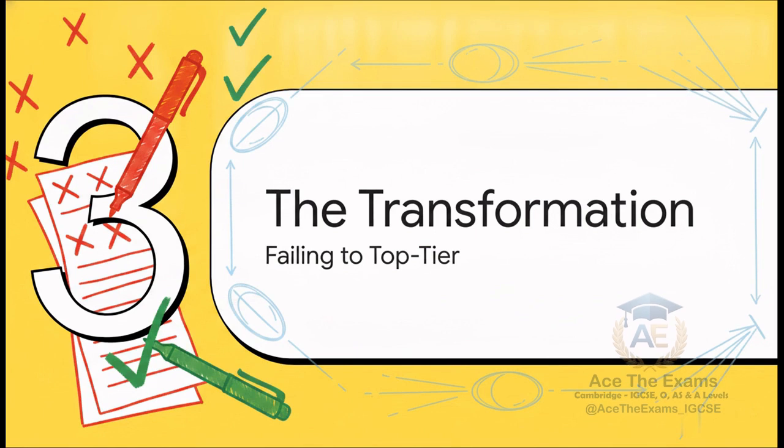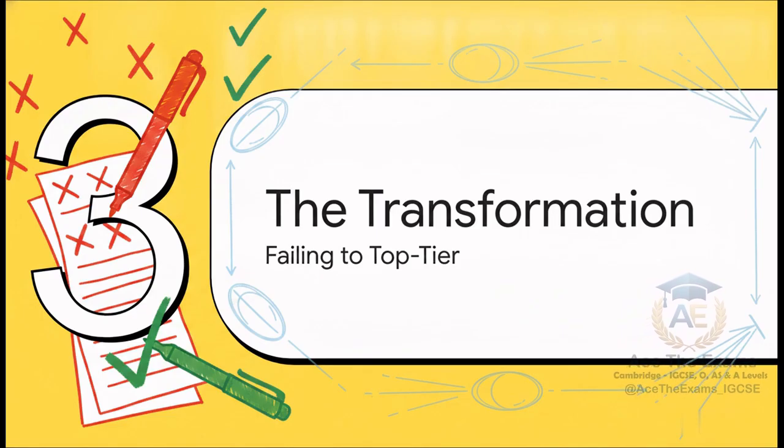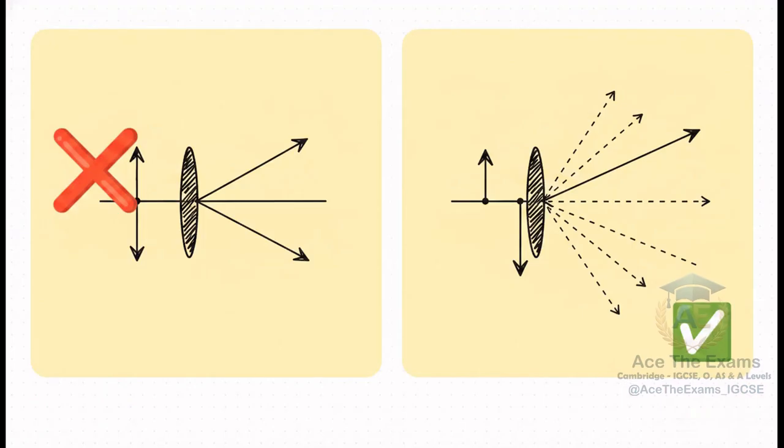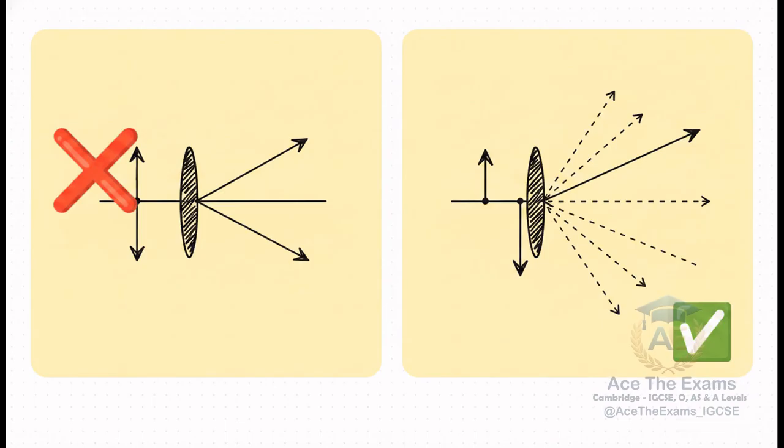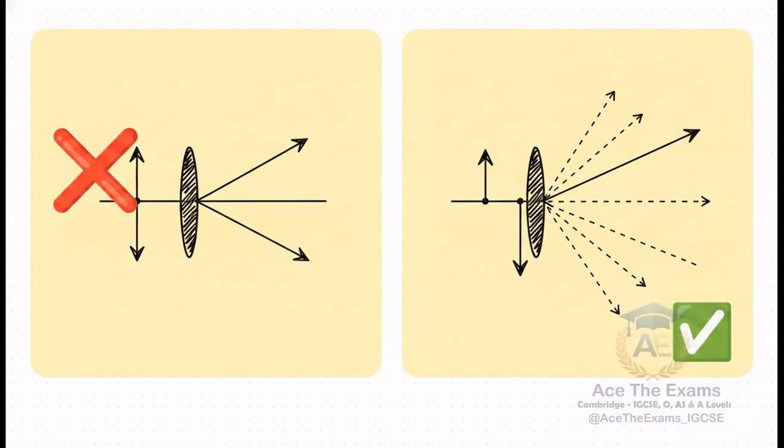Welcome to Act 3, the transformation. Let's see how we take failing answers and turn them into top-tier marks. Imagine a flawed ray diagram for a magnifying glass. The candidate frantically draws a real image instead of a virtual one, completely misunderstanding that the object absolutely must be placed between the lens and the principal focus to act as a magnifier.